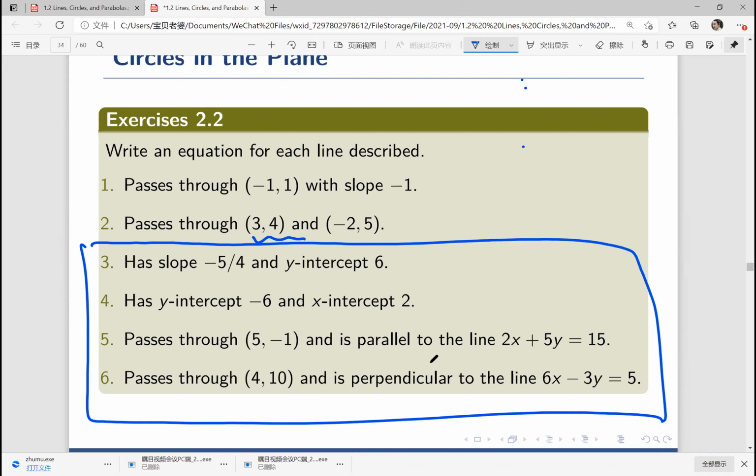Can you finish? Yes, ma'am. Please continue. Yes, Laushi. Yes. Okay.